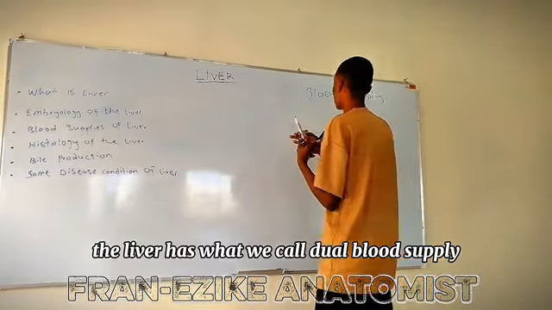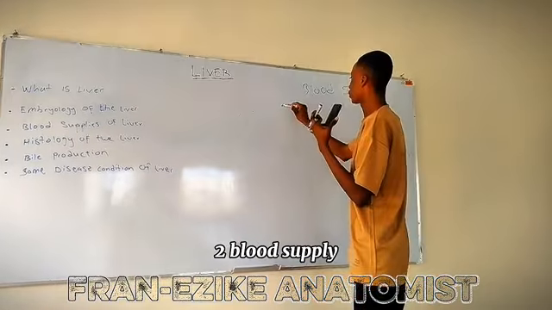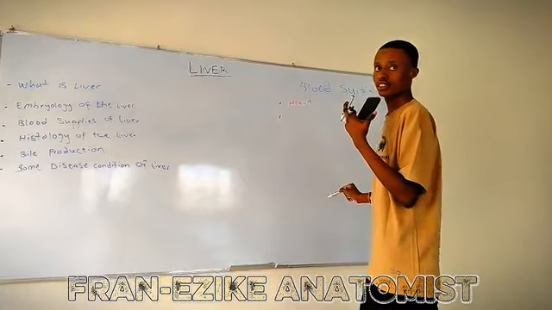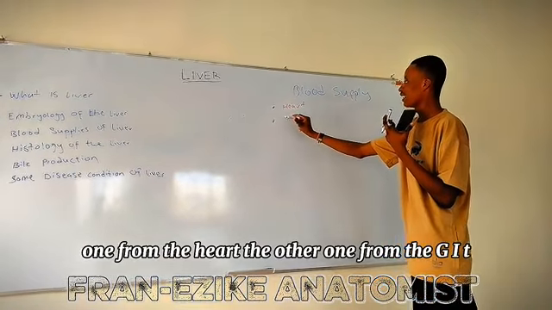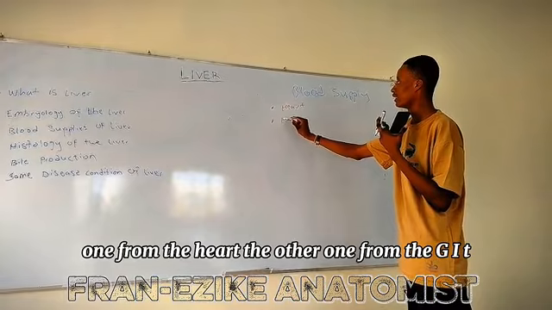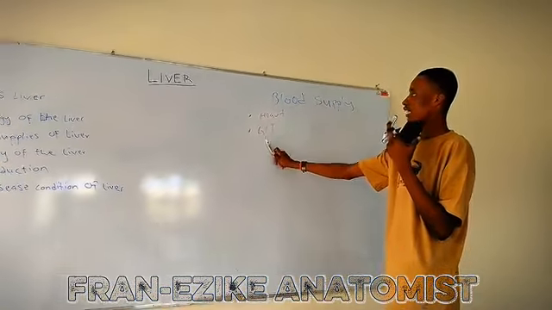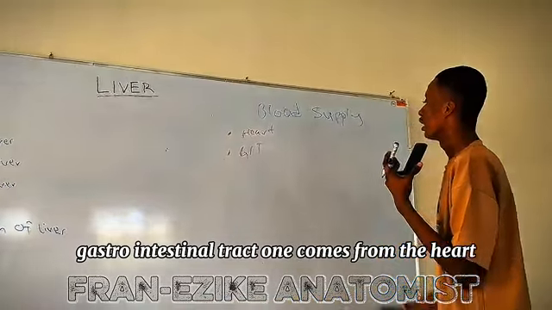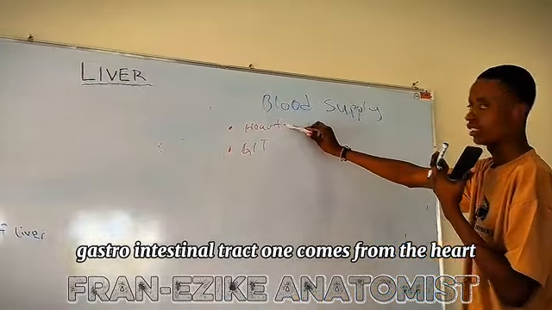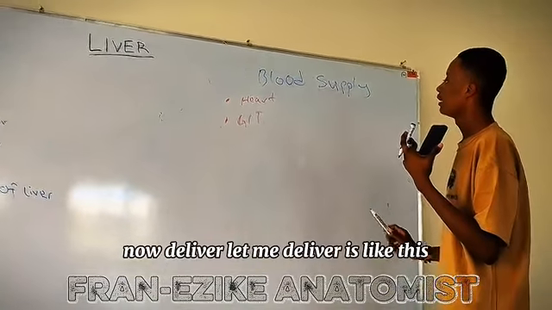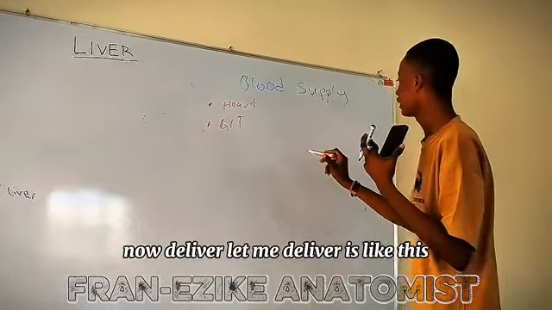The liver has what we call dual blood supply, two blood supplies. One from the heart, the other one from the GIT, gastrointestinal tract. One comes from the heart, the other one comes from the GIT. Now, the liver is like this.